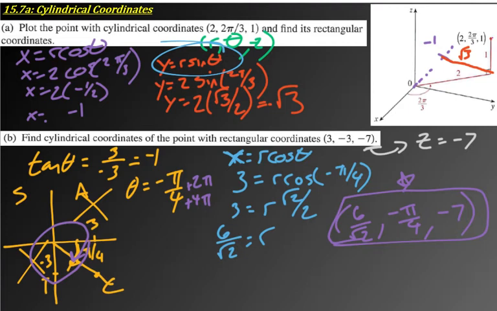So when you do this, it's a little weird to write the answer. The best way to write it is honestly to just say you can add 2 pi n to this thing. But this is definitely an answer.